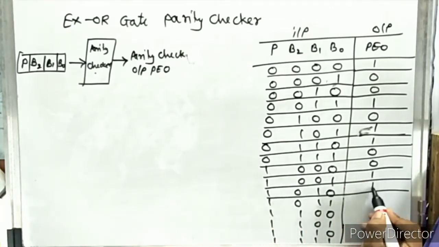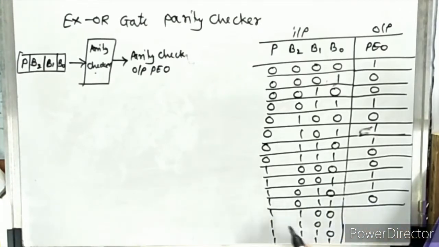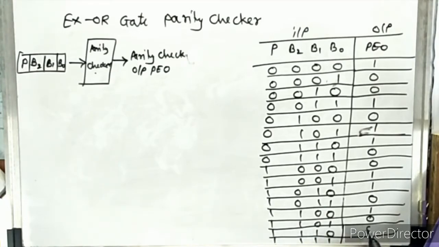For this an error will be generated. For this the number of ones is odd, so no error is generated. For this an error will be generated. The number of ones is odd, so no error will be generated. And here again no error, and for this last one the number of ones is 4, that is even, so an error will be generated. So here we get the output for this parity checker.